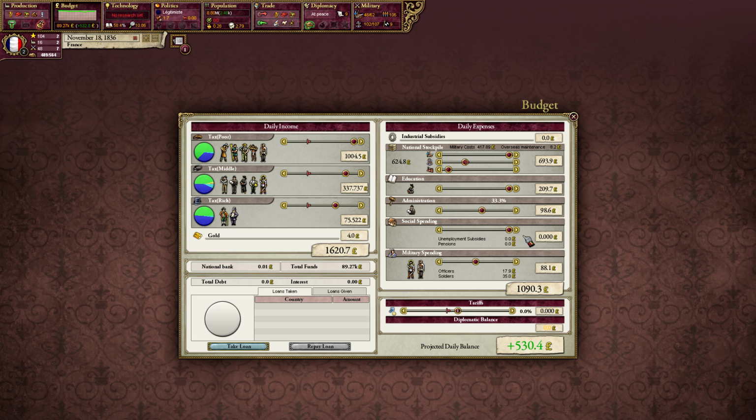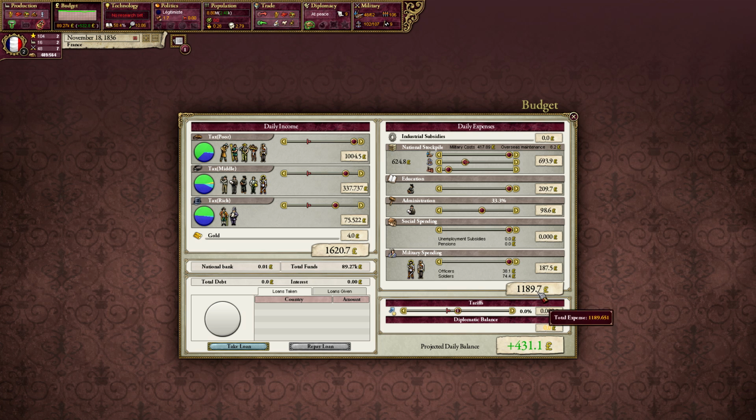Next we have social spending, which say you have healthcare or any sort of subsidies, welfare benefits. This all comes into this slider right now. But because we don't have any, we're not spending any. You can see your pensions, unemployment subsidies. So that's that. Again, military spending is the wages of the military. See right here, these are the wages. Slide it, you can see it changes there.